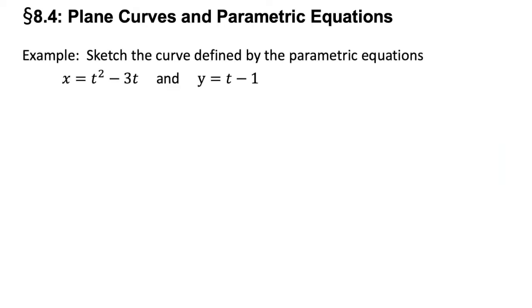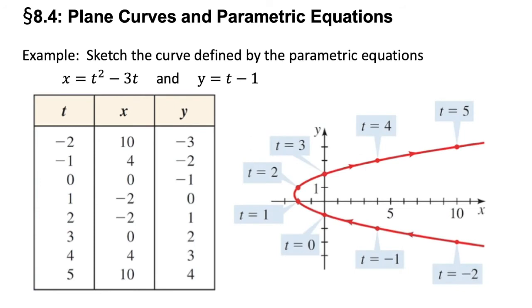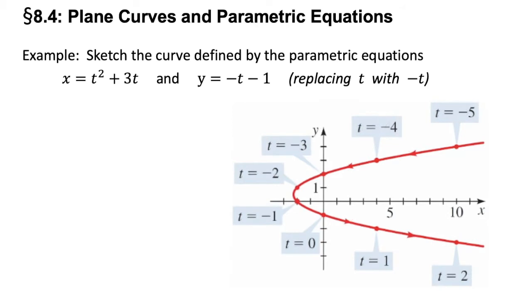Note that the parametric equations are graphed on Cartesian coordinates. So we find a table of values for a range of t values and sketch the curve using the points. Now by replacing t with negative t, we get a different set of parametric equations. Following the same process, we can graph these equations.